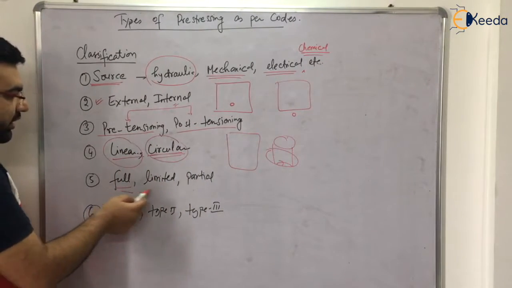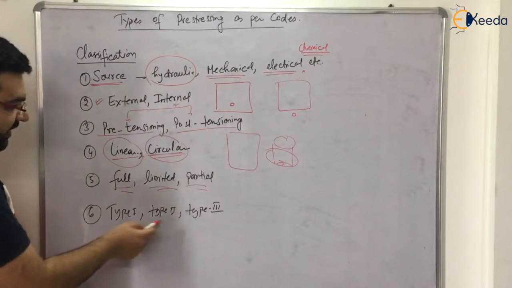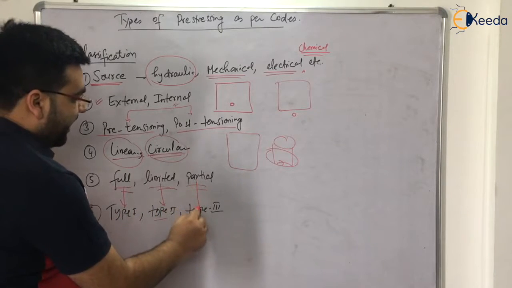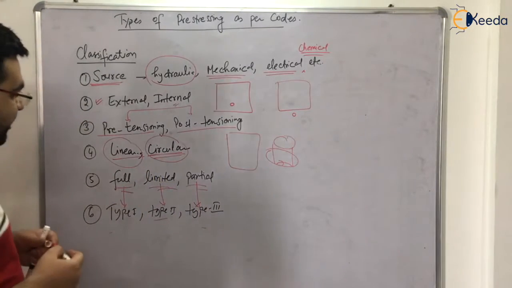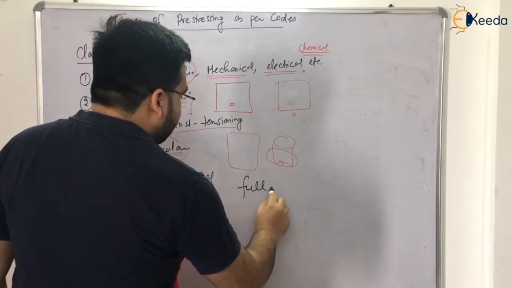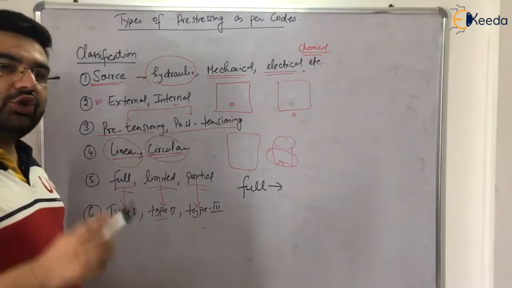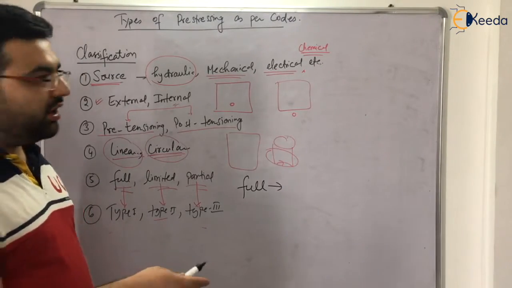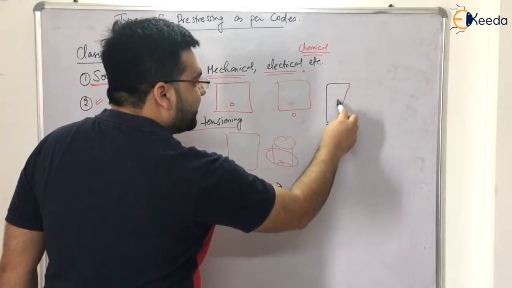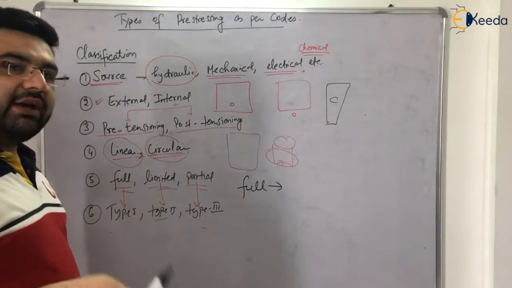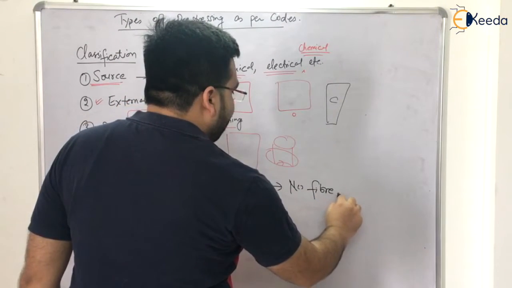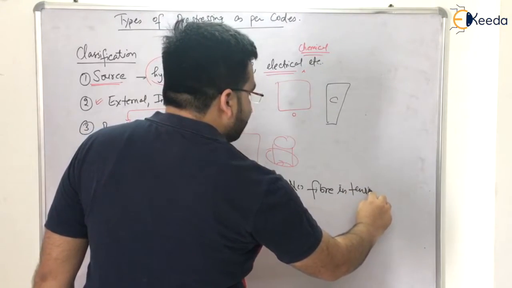Then we have full, limited and partial. Type 1, type 2, type 3. So full is type 1, limited is type 2, and partial is type 3, right? Let me explain. In full, we do not allow any fiber to be in tension, because I told you that we apply a load such that the stress diagram is like this, compression. So we do not allow any fiber to be in tension. No fiber in tension.